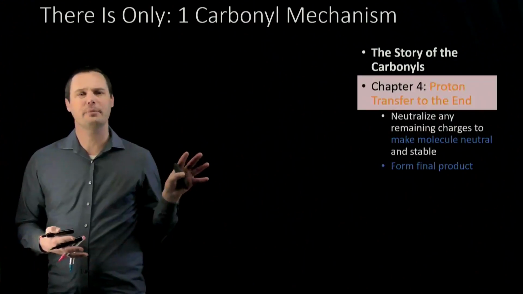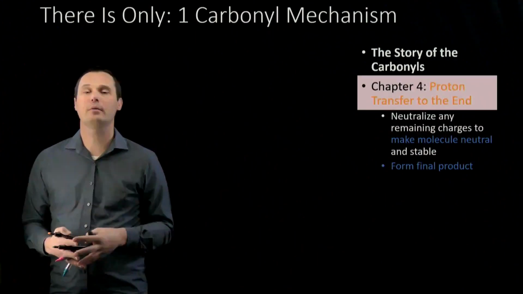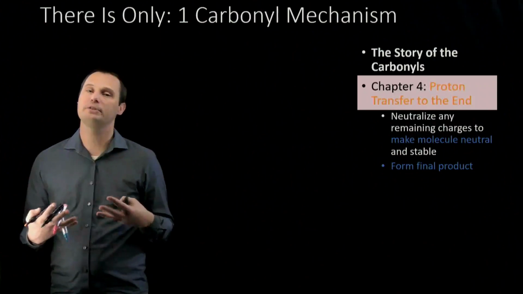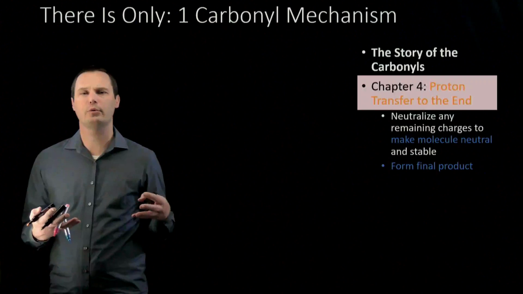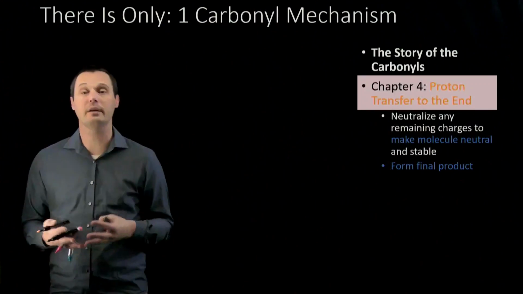I'm going to skip ahead to chapter 4 right now because pretty much every carbonyl mechanism has chapter 1 and chapter 4. Chapter 4 is proton transfer to the end. It's where we neutralize the molecule, we make our final product, we just clean up any charges that are remaining in the intermediates.